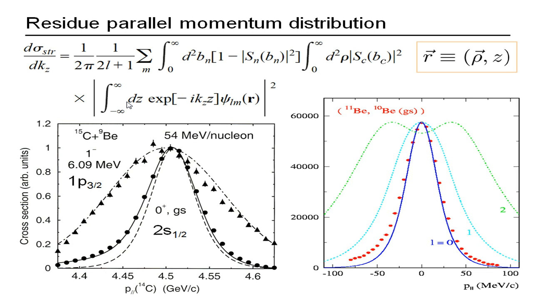Okay, that's the momentum distribution if the neutron was in an S state. The dashed curve here is if it was a P state, and this one here is if it was in a D state. And so this is spectroscopy. This is a very nice confirmation that the last neutron in beryllium-11 is indeed spending most of the time in an S state with respect to beryllium-10.